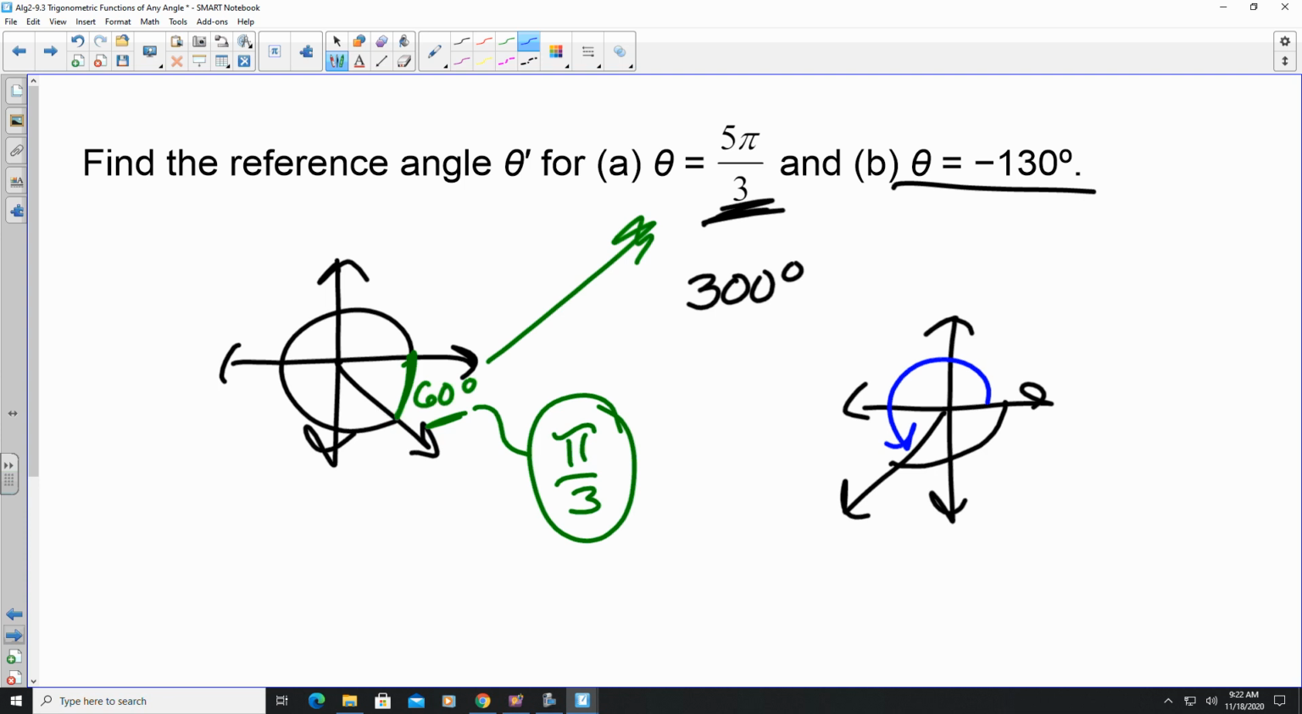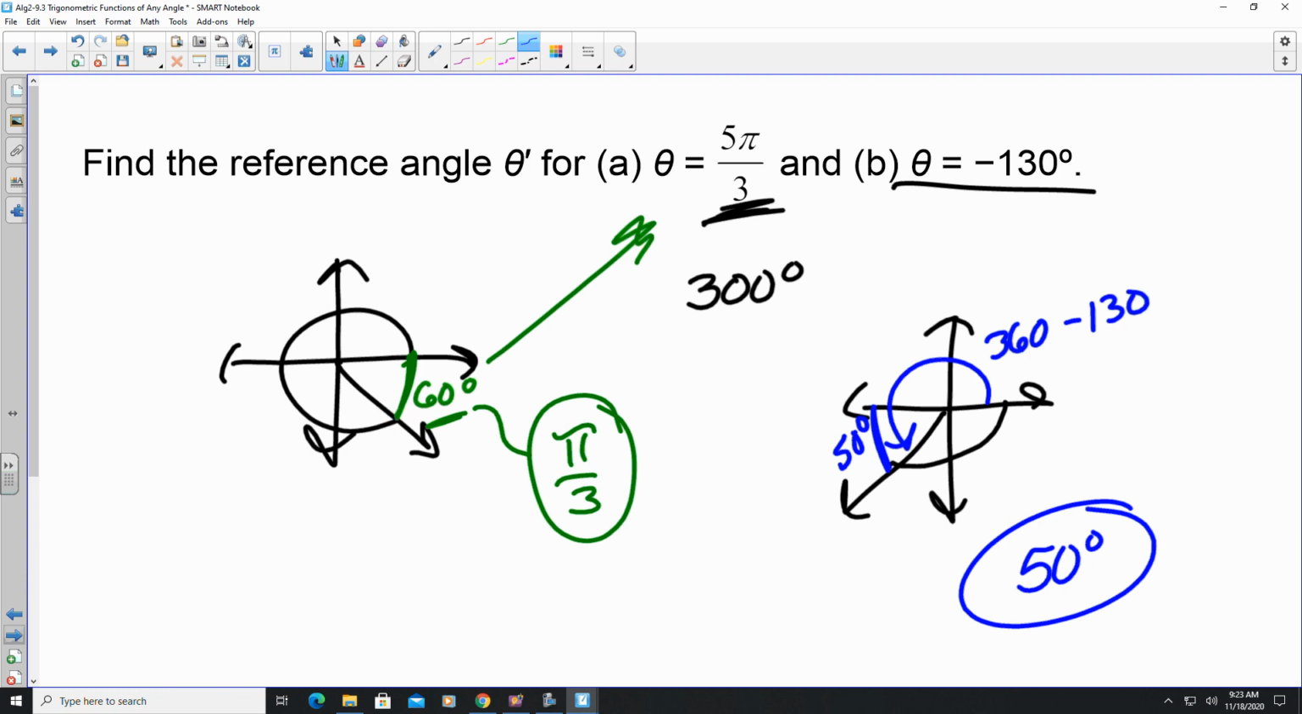This right here is essentially going to be 360 minus 130, which is 230 degrees. So this is 230. Then I take 230 minus 180, which I get 50. So right here is 50 degrees. Since it's degrees, I leave it as that. 50 degrees is my reference angle.